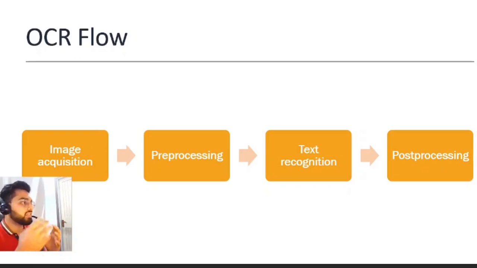Next step is text recognition, the third step. The two main types of OCR algorithms that are used for text recognition are called pattern matching and feature extraction. So let's discuss first pattern matching.